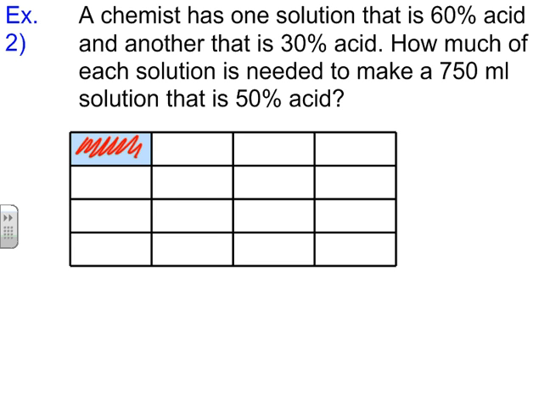And our labels are going to be a little bit different. I'm going to call the first one solution A, the second one solution B, and the third one the mix, because I'm trying to mix them together, right? And then here, instead of price per pound, what do we have that would involve decimals? Percents. So we're still going to have amount, and we're still going to have total. So these labels on the side there, but that percent can be dollars or percent. It's going to be some kind of decimal amount that's going to help us to do this.